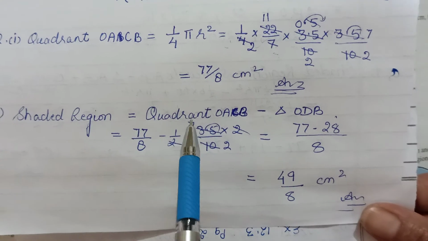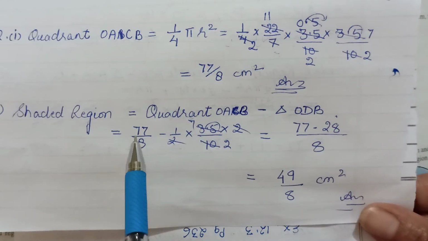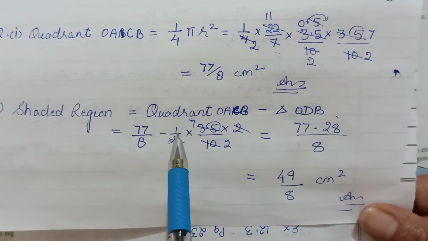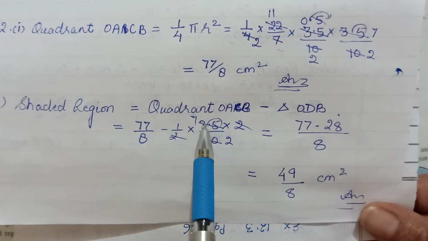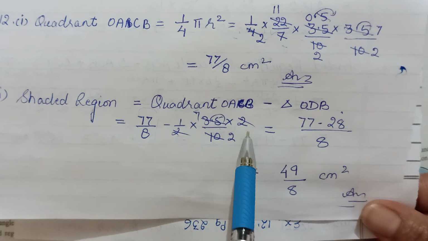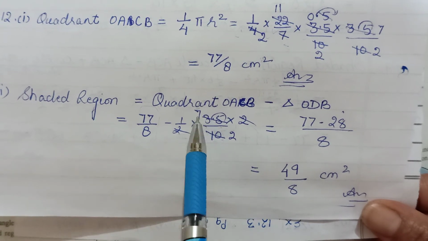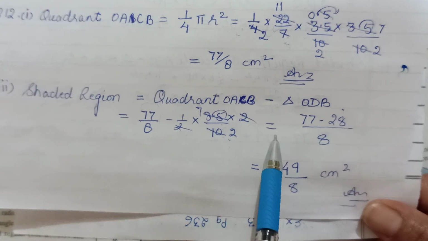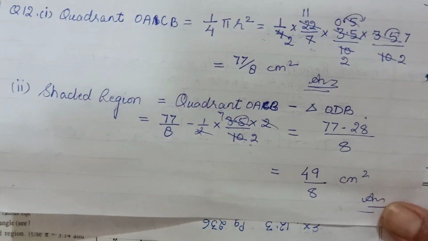For the shaded portion, we said quadrant minus triangle, so area of quadrant we have already worked out, 77/8, and triangle will be half into base into height. So half into 3.5 into height 2. So 2 and half get cancelled. This also I have converted to fraction because it was in fraction form, 35/10. So that's your area. All right.